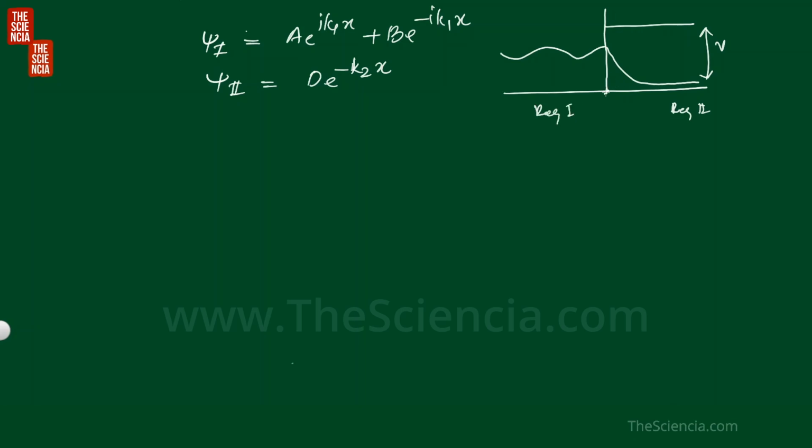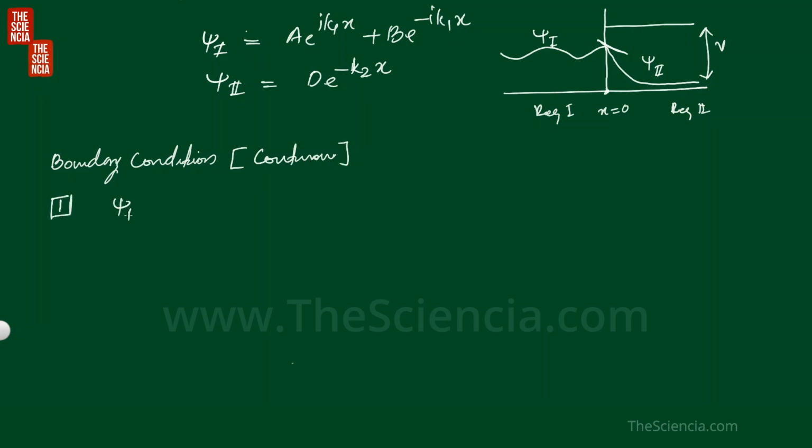That is, at this position, that is x equal to 0, the value of psi 1 and the value of psi 2 will be same, and the slope at this position also will be same. That is two boundary conditions. And this boundary is a continuous boundary.